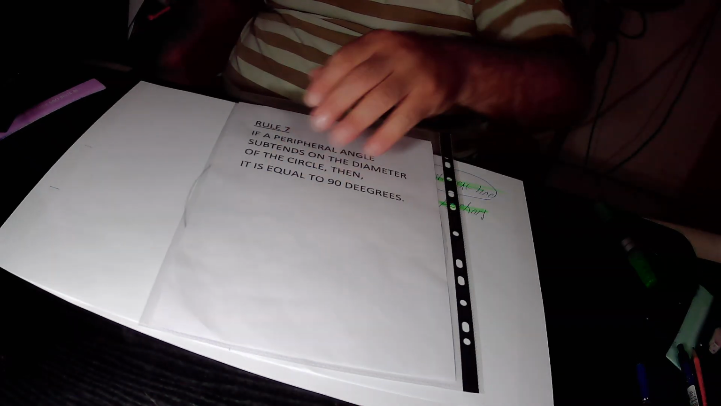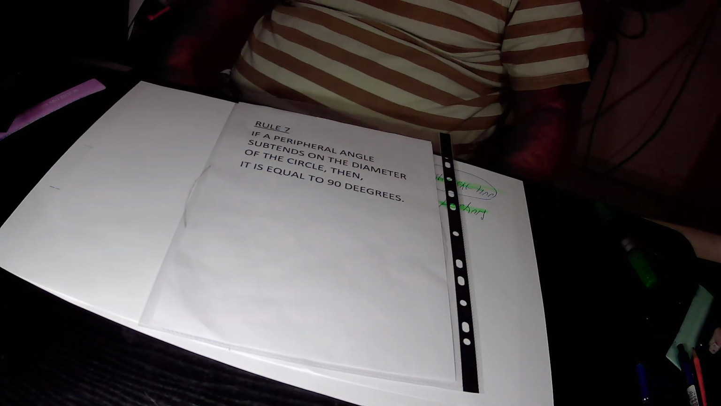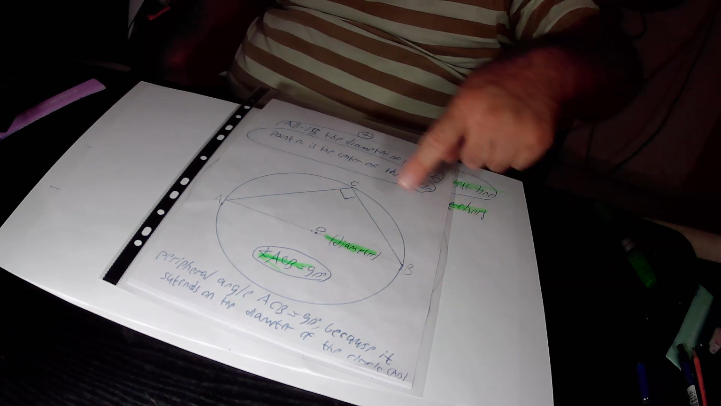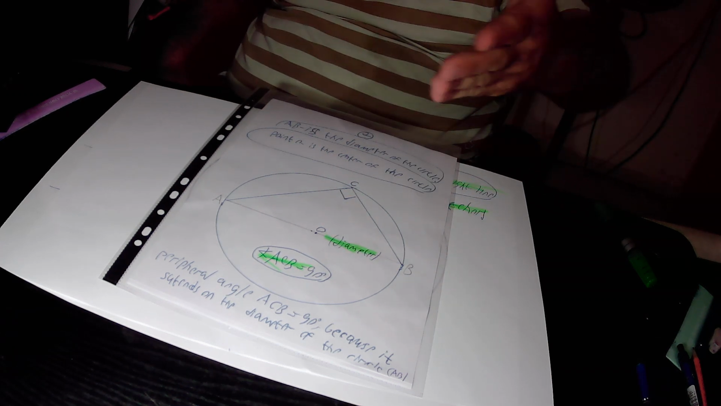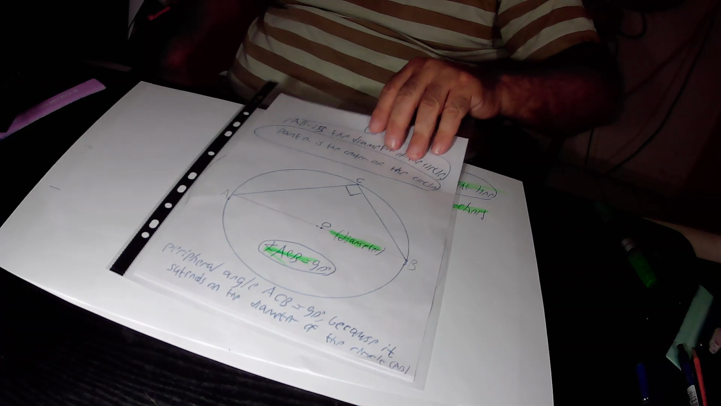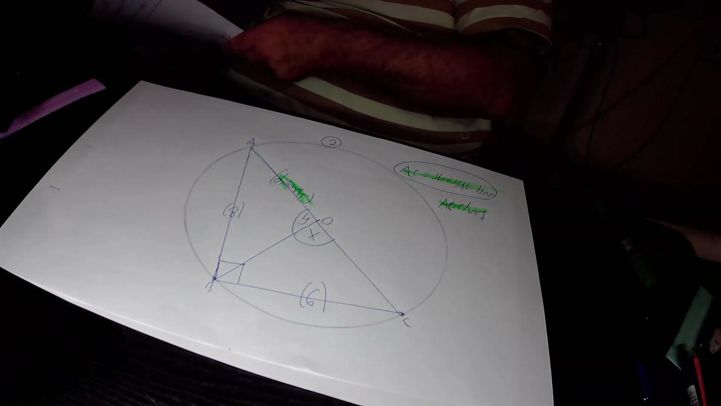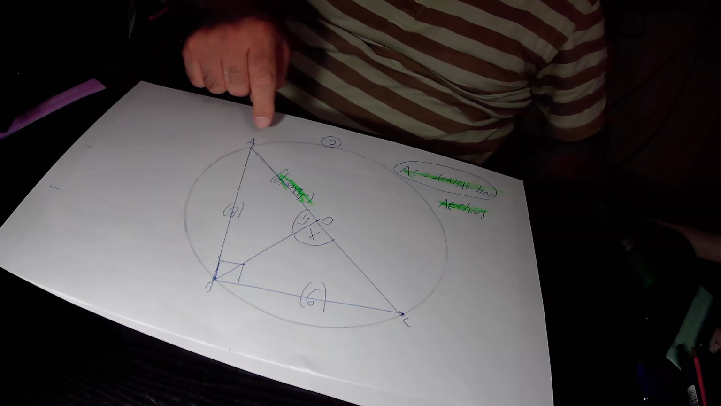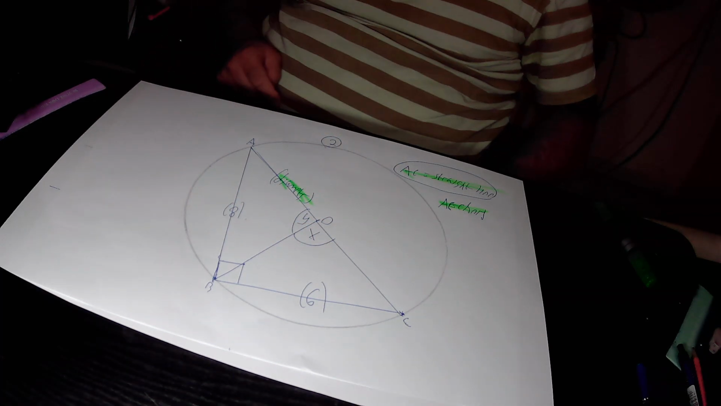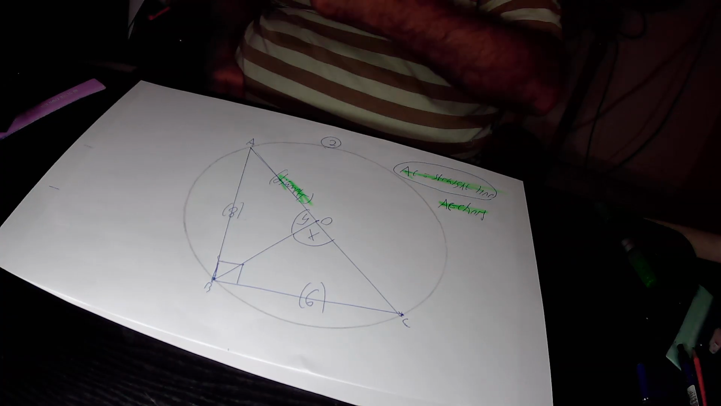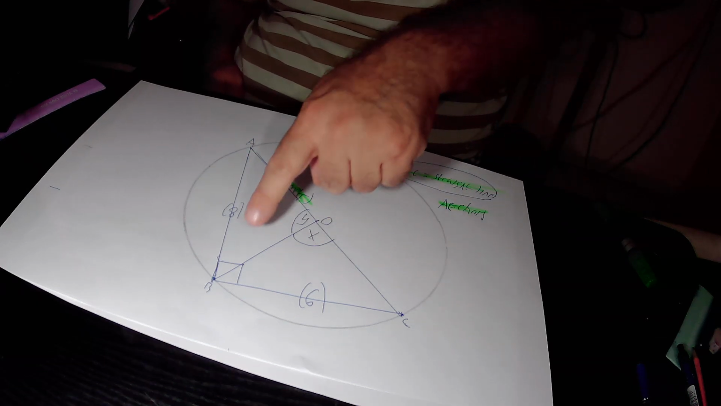According to rule 7, a peripheral angle that subtends the diameter of the circle is equal to 90 degrees in size. In the drawing in a circle, this peripheral angle ACB subtends a chord AB, that is the diameter of the circle, and therefore according to rule 7, it is equal to 90 degrees. So we can implement rule 7 in our drawing, because in our drawing we have a peripheral angle ABC that subtends chord AC, that is the diameter of the circle. Therefore, according to rule 7, peripheral angle ABC must be equal to 90 degrees in size.